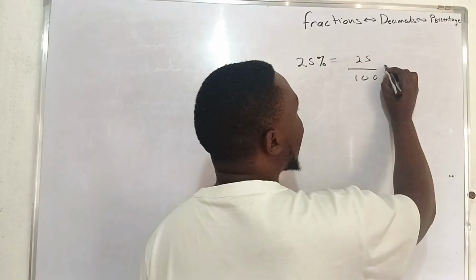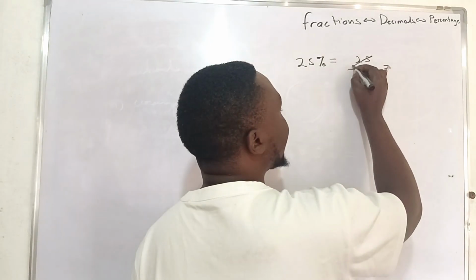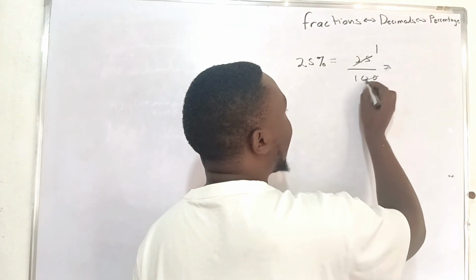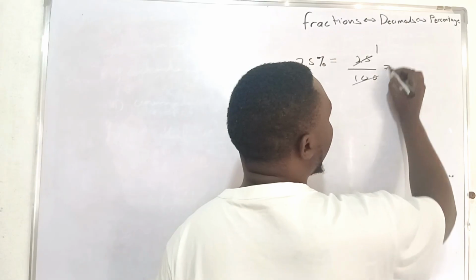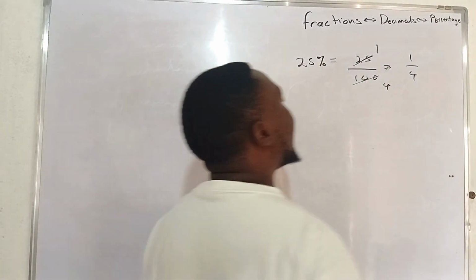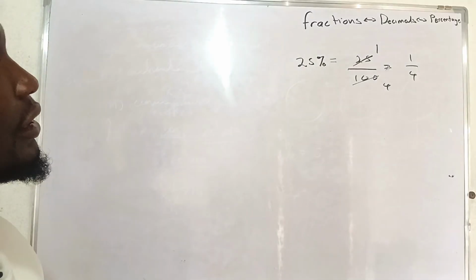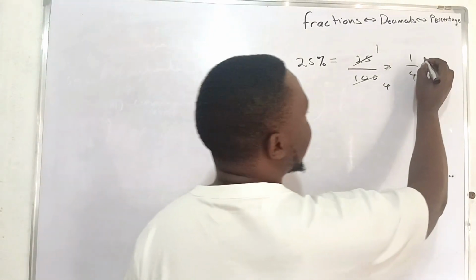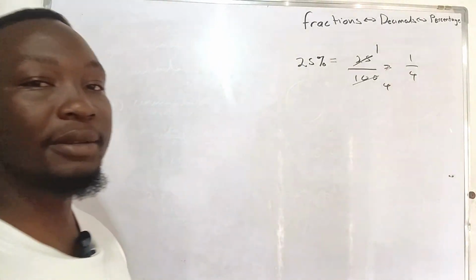So we reduce our fraction. 25 into 25, that's 1. 25 into 100, that's 4. So our answer is 1 over 4. Now we have a fraction, so we can change this fraction into a decimal.